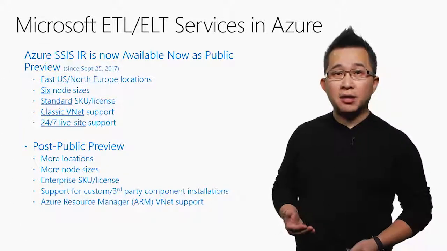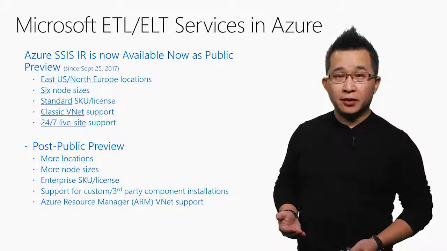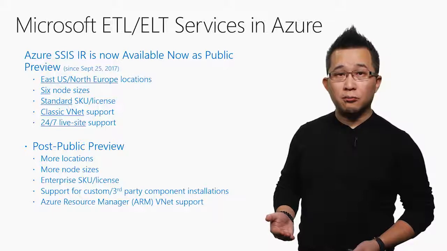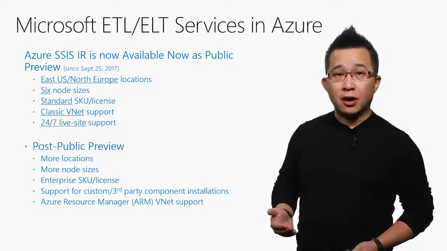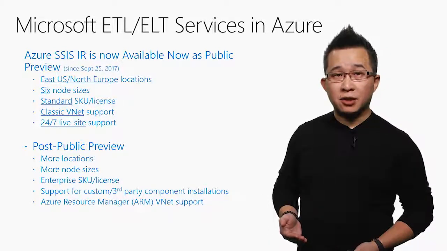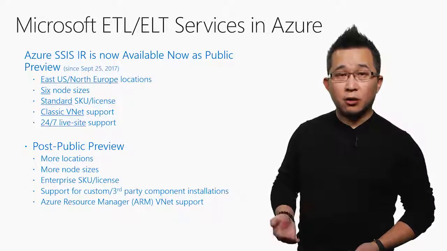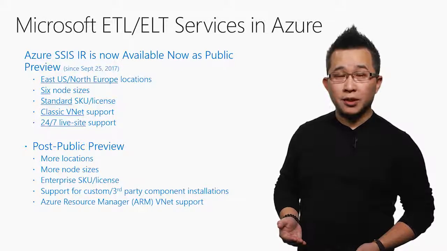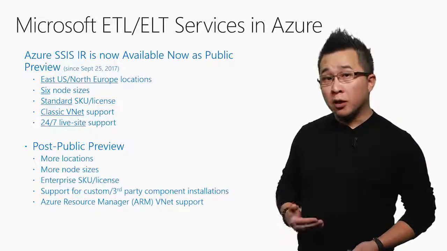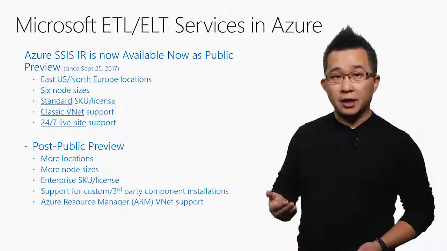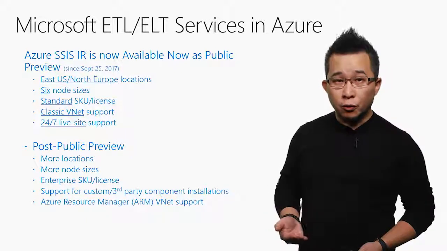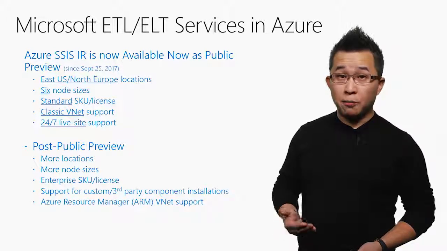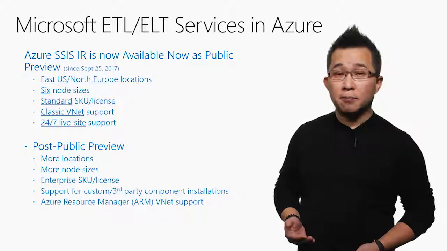The SSIS IR is now available as public preview. It is already available in the East US and North Europe regions. We have 6 nodes available, and we have the standard SKU available. We also support classic VNet right now, with 24/7 lifecycle support. Post public preview, we are working on releasing more location support, more node size support, enterprise edition support, and also third-party support so that you can run third-party extensions on it.